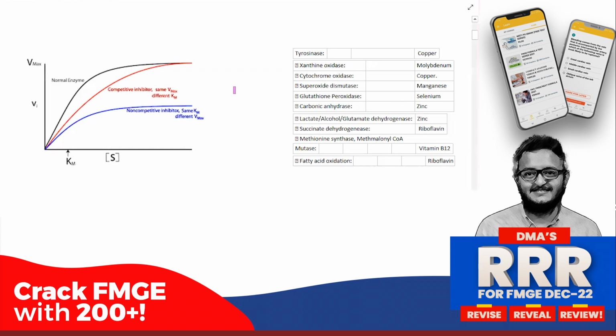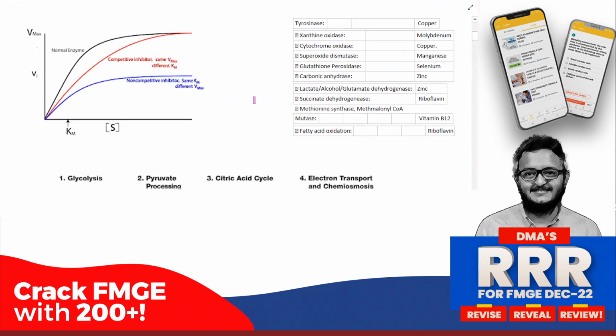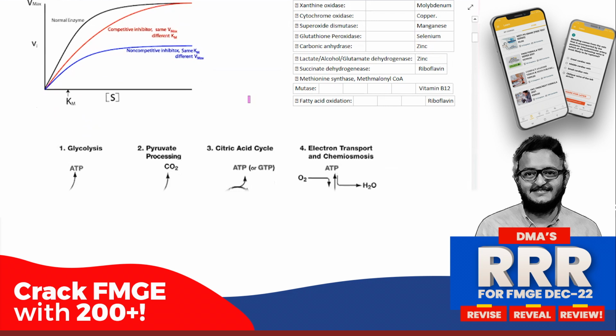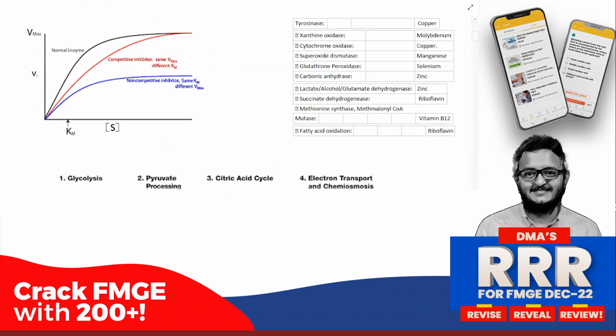Okay, so first of all, we will see clear-cut questions about the competitive inhibitor and non-competitive inhibition. Simply, what is competitive inhibition? It is reversible. Usually, competitive inhibition is reversible. Non-competitive inhibition is usually irreversible.